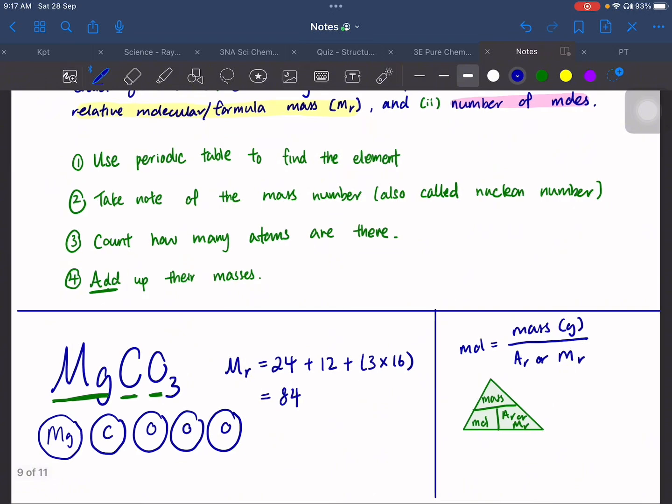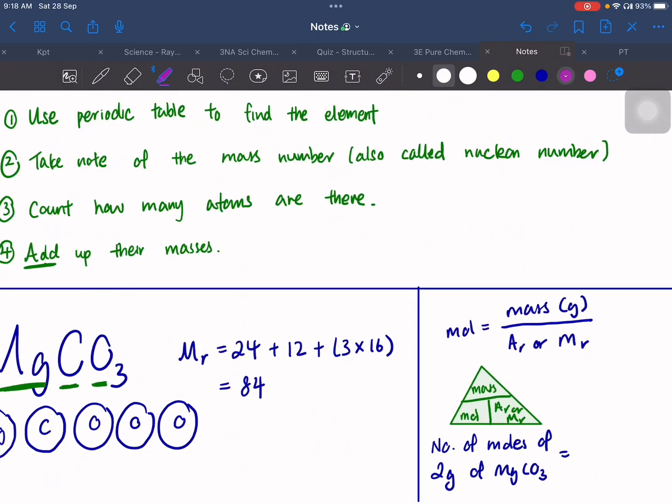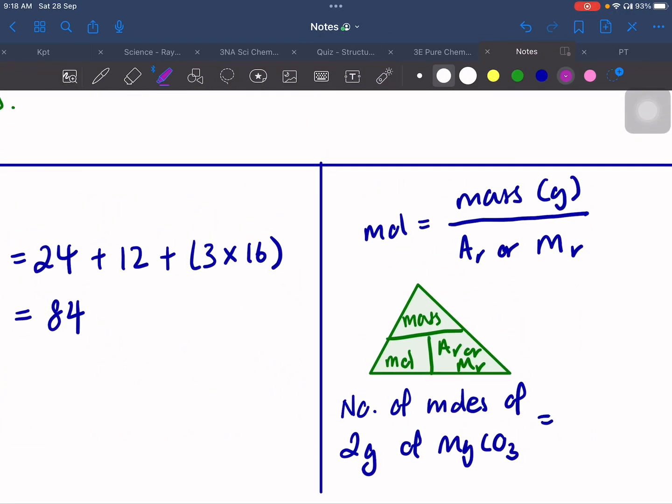For instance, you might be asked to find out what is the number of moles of 2 grams of MgCO3. Now, I'm just going to zoom into the formula here. These 2 grams of MgCO3 will refer to the mass at the top of the formula. But where do you get this AR or MR?